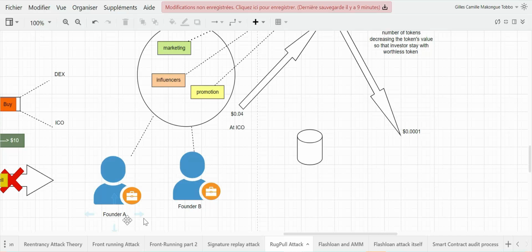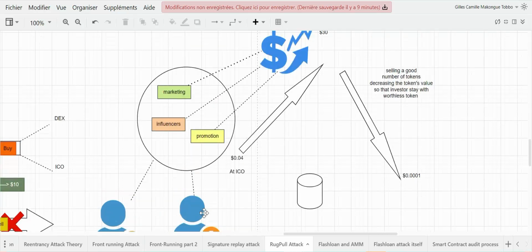You have founder A and founder B. They are supposed to launch a project based on cryptocurrency, and they are going to open an ICO, what we call an initial coin offering, so people can come and buy their project. They are going to give them their cryptocurrency, and those investors are going to wait until the price goes up to be able to make some profit. This is how it works.